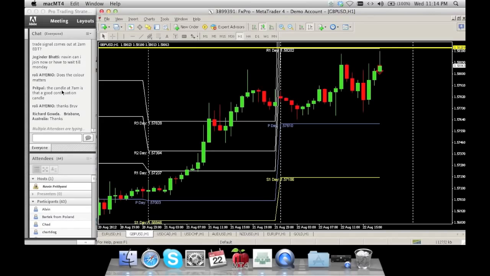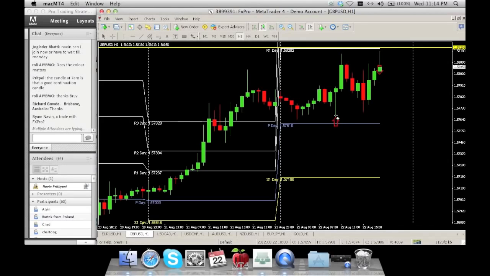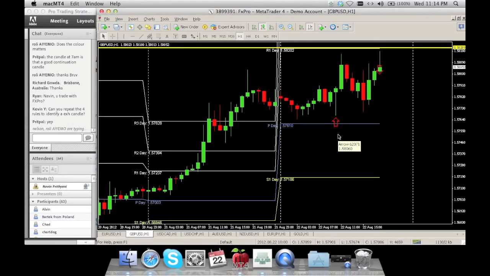Pritpal, the candle at 7 a.m., is that a good continuation candle? Are you talking about this one? Is this the one at 7 a.m.? Okay. Naveen, you trade with FX Pro? Yes. And Pritpal, yes, this is a good trend continuation pattern.